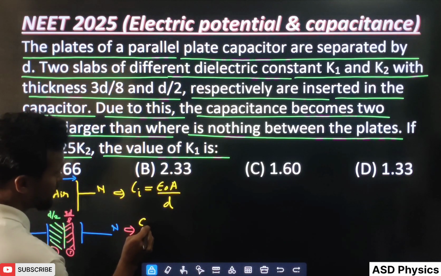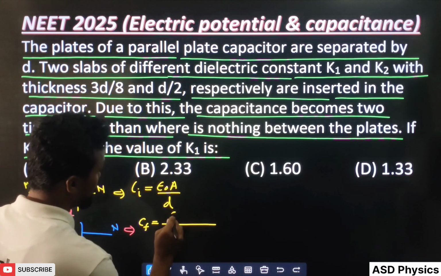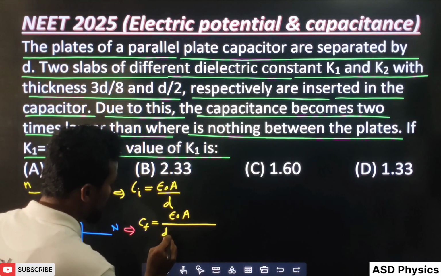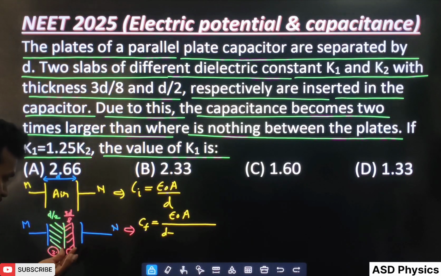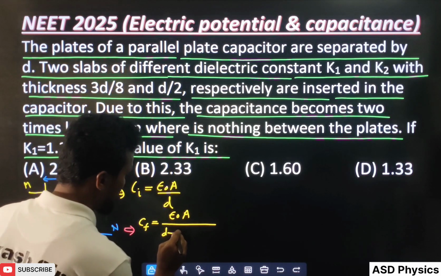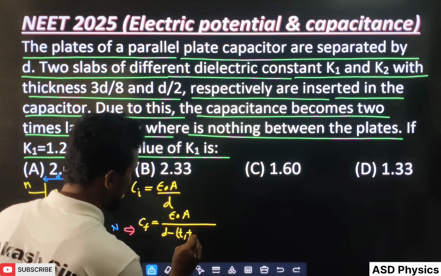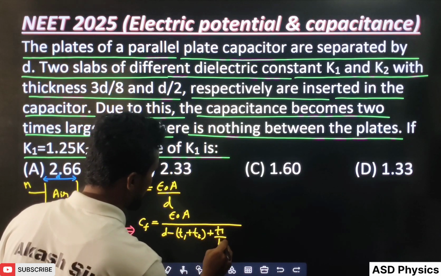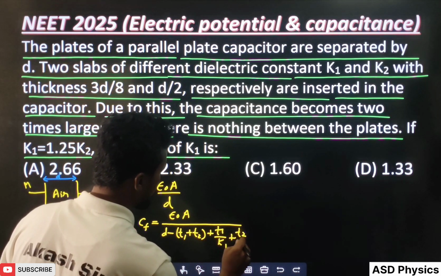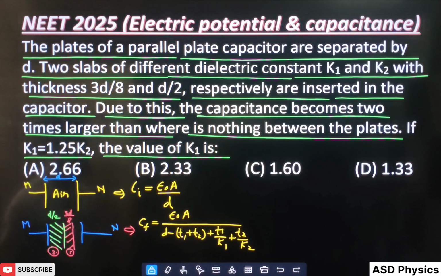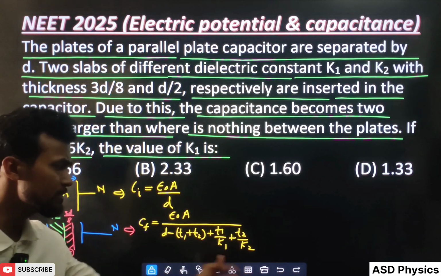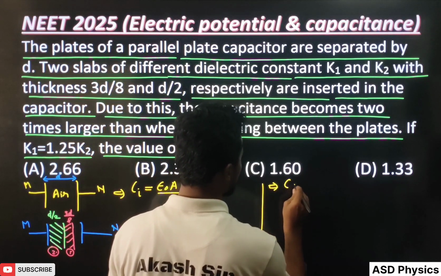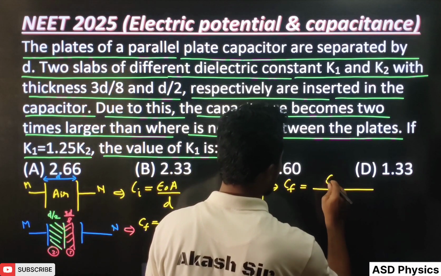The formula will be C final equals epsilon naught A by, since two dielectrics are there, let's take the thicknesses as T1 and T2: D minus (T1 plus T2) plus T1 by K1 plus T2 by K2. Now I have to use this formula: D minus (T1 plus T2) plus T1 by K1 plus T2 by K2. Okay, now let me write it here.